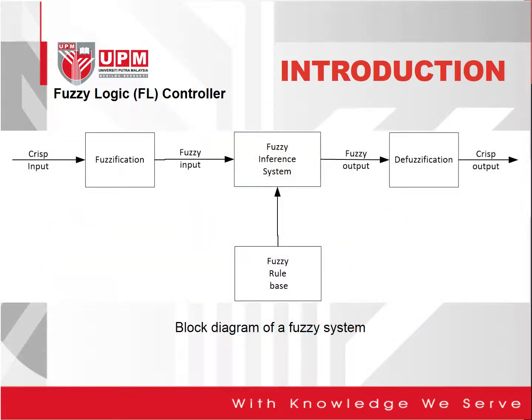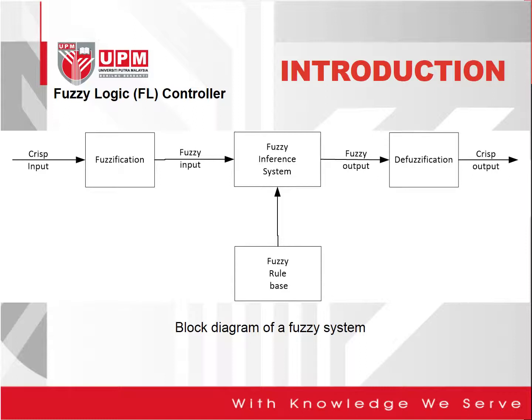This is the block diagram of a fuzzy system. First, the crisp inputs, for example, the exact inputs measured by sensor and passed into the control system for processing. Examples of crisp inputs are temperature, pressure, or many others. And then the crisp input goes through fuzzification to convert into fuzzy input.